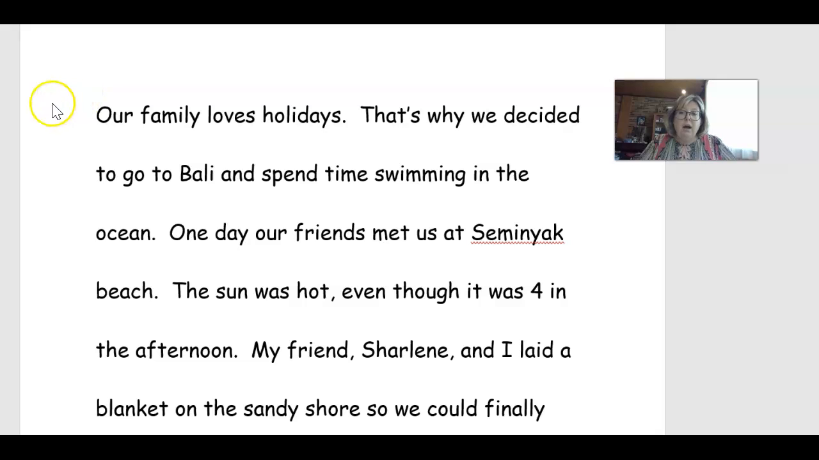So this is what I had written in my book, and again, I skipped lines. I had originally written, "Our family loves holidays. That's why we decided to go to Bali and spend time swimming in the ocean. One day our friends met us at Seminyak Beach."